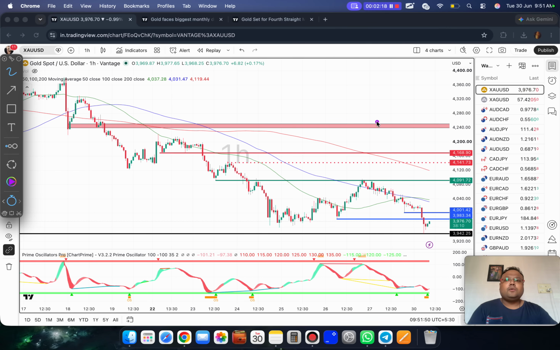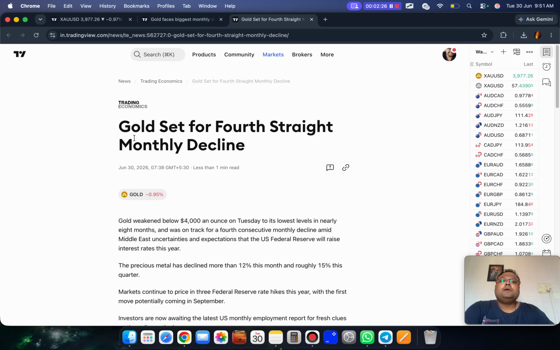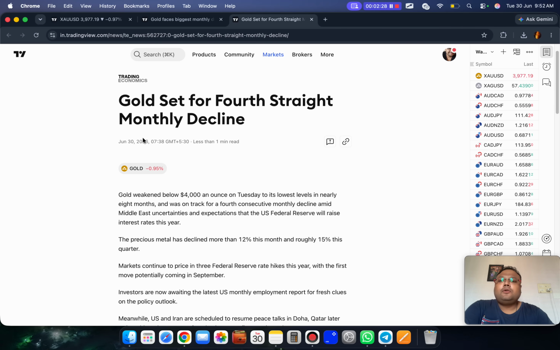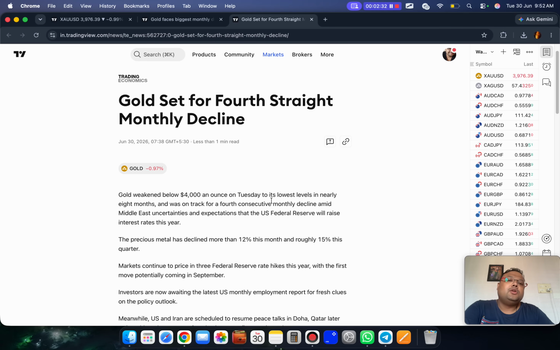And if you're wondering what the market sentiment is, you can clearly see: gold faces biggest monthly drop since late 2008 on hawkish Fed stance. Gold set for a fourth straight monthly decline. Gold weakened below 4,000 on Tuesday to its lowest levels in nearly 8 months, and was on track for a fourth consecutive monthly decline amid Middle East uncertainties.